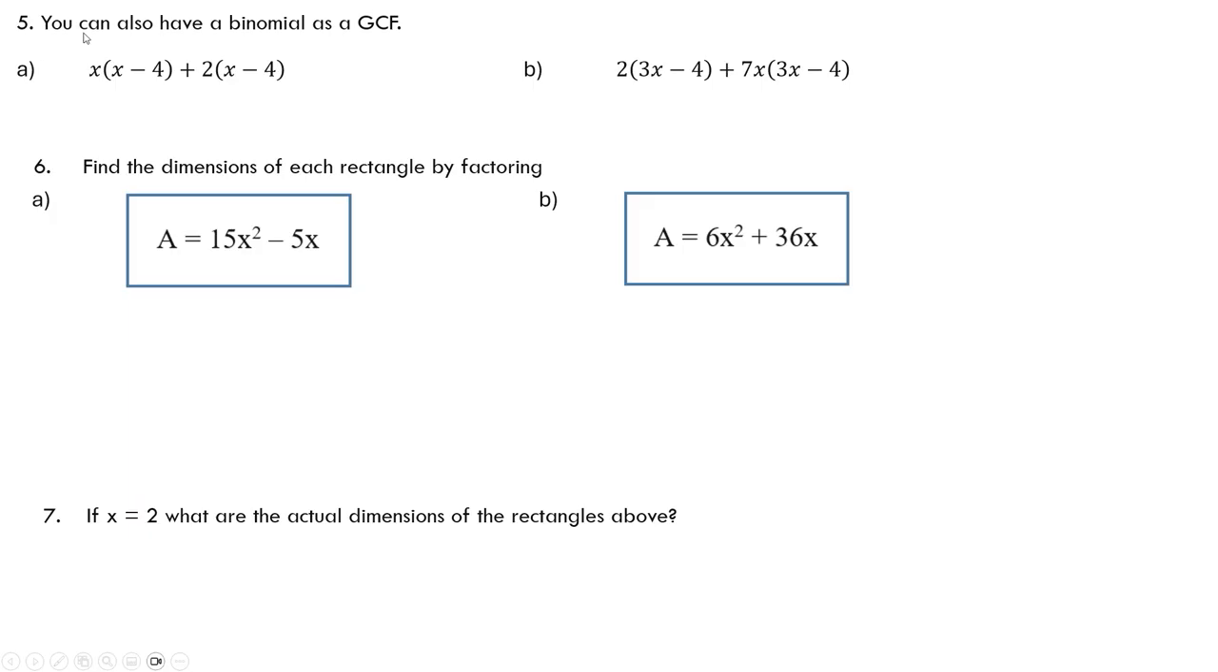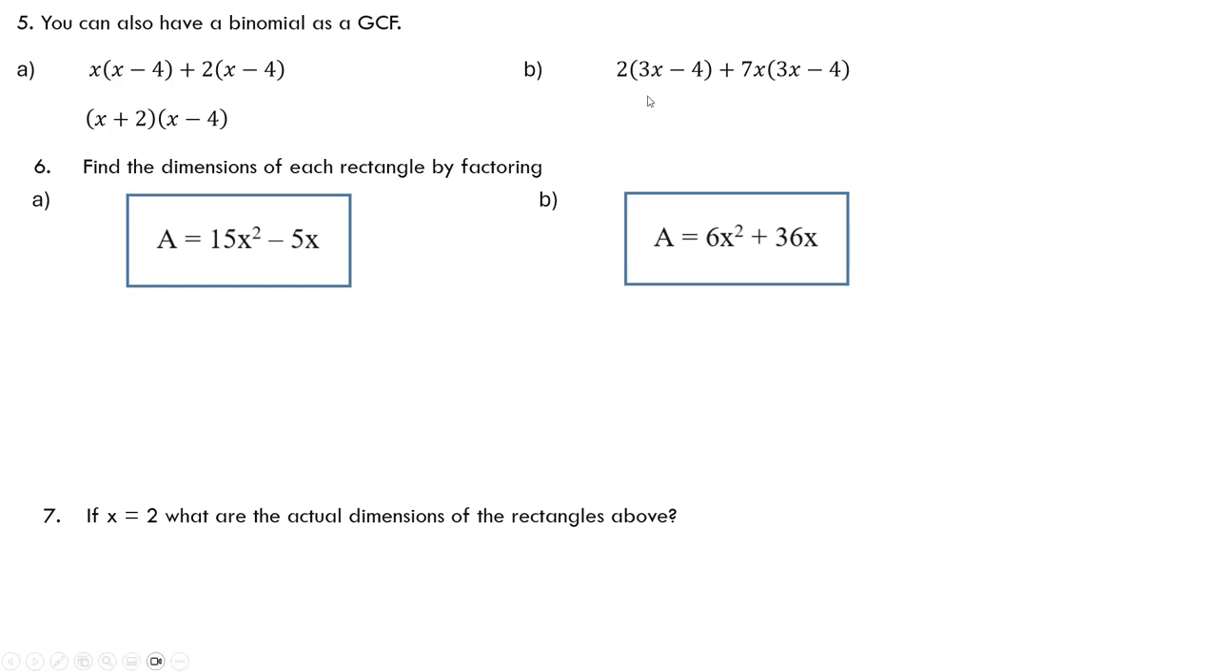Question 5 tells us you can also have a binomial as a greatest common factor. So we look at these two terms. Both of them can be evenly divided by x minus 4. So the pattern here is we just write down our common factor, x minus 4, and then we add our values from here. So our common factor is x minus 4, and the values beside the brackets are x plus 2. So this becomes our factored form.